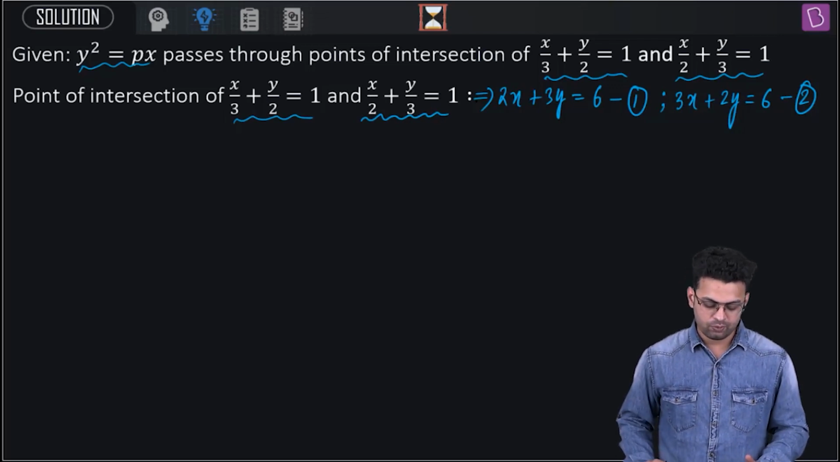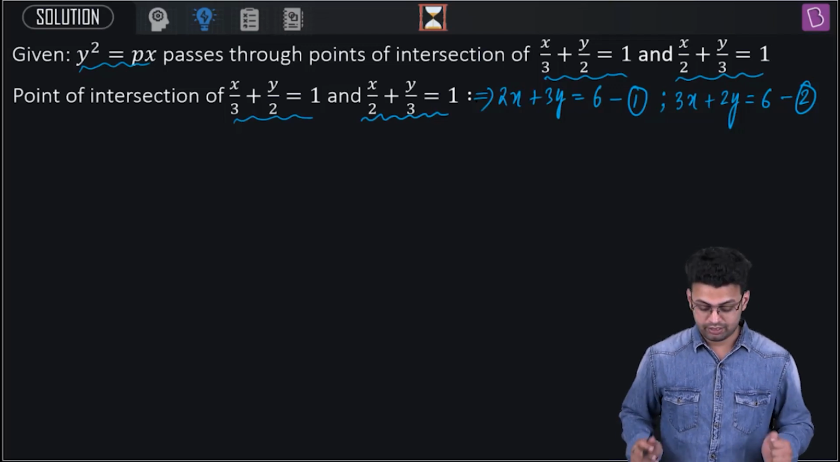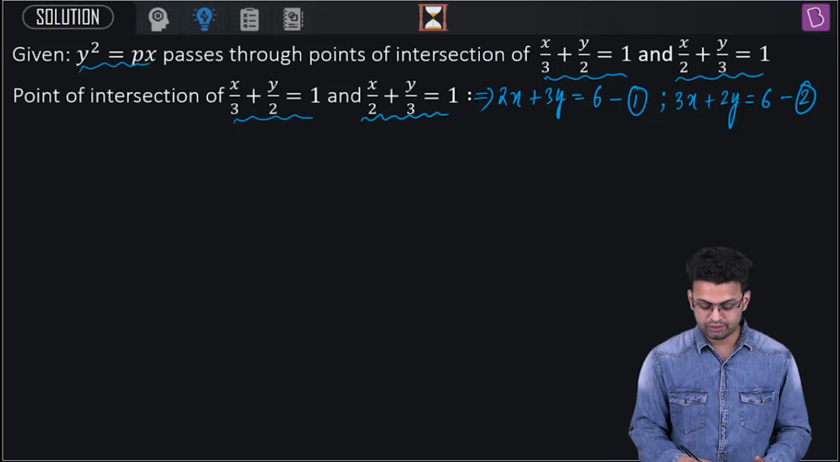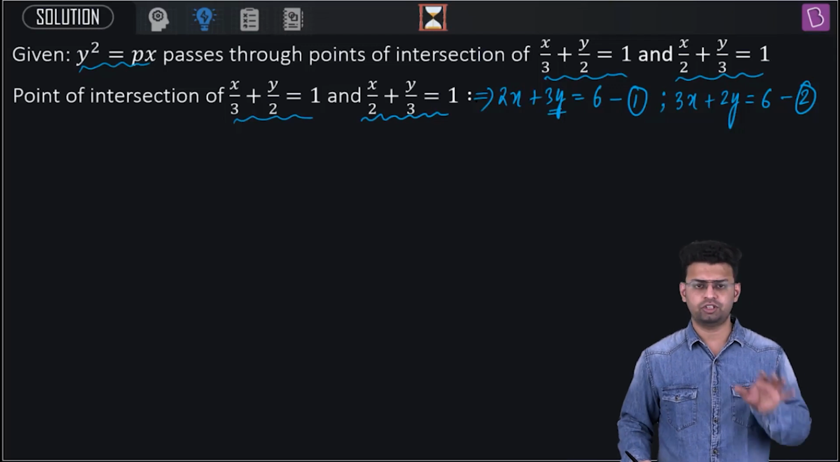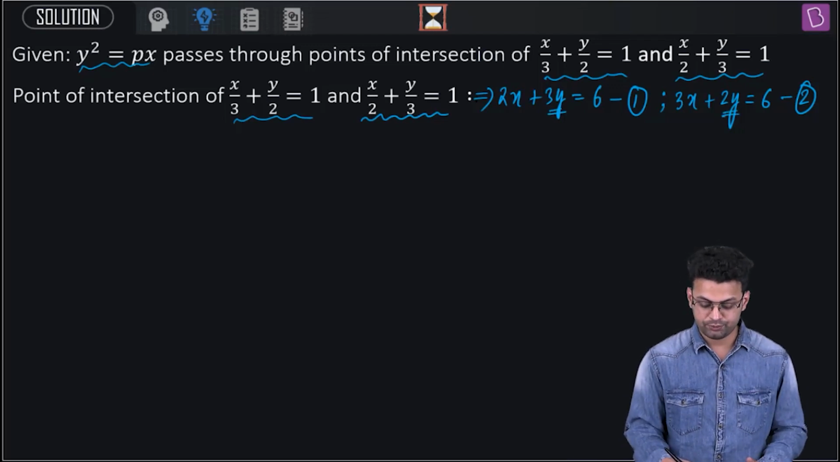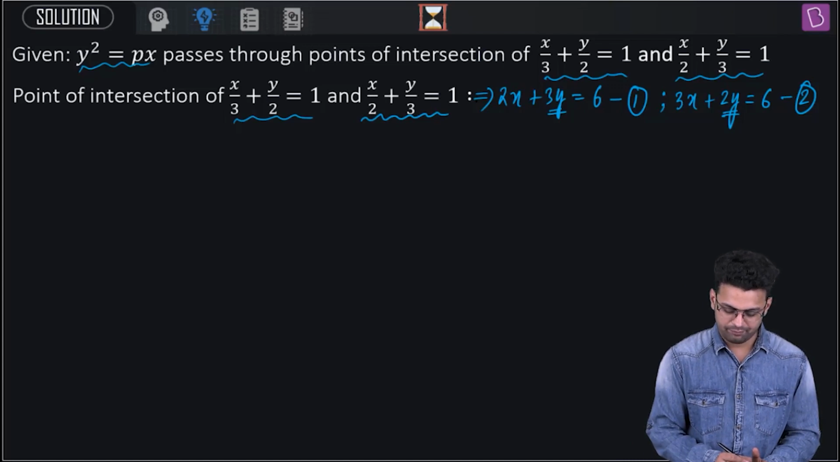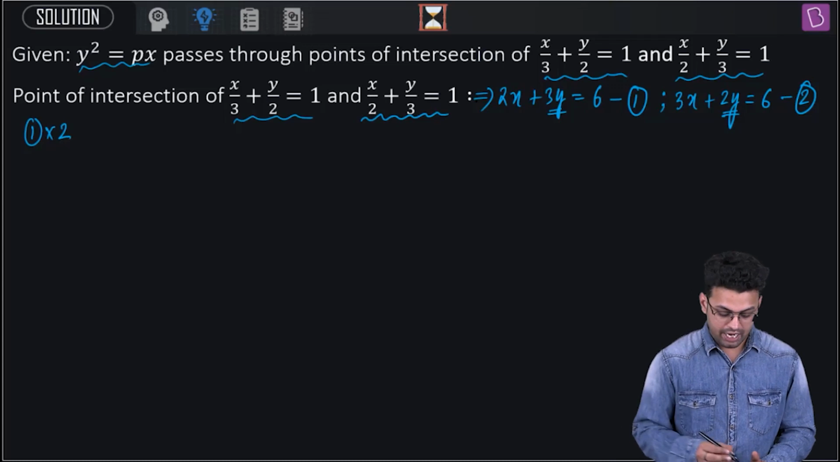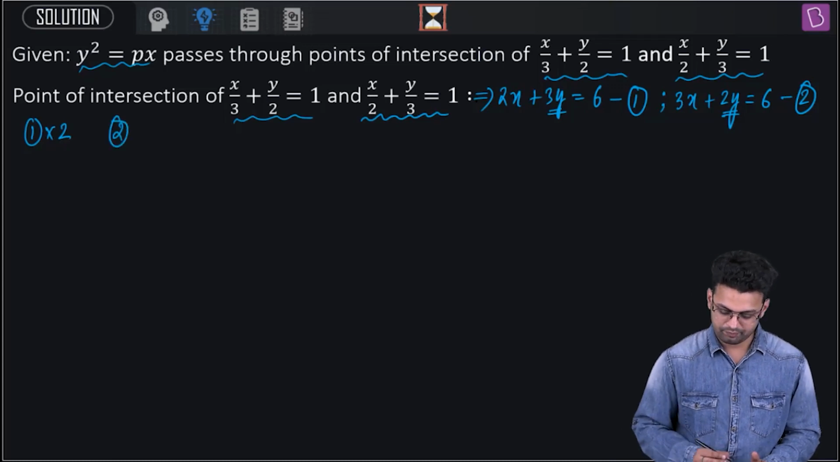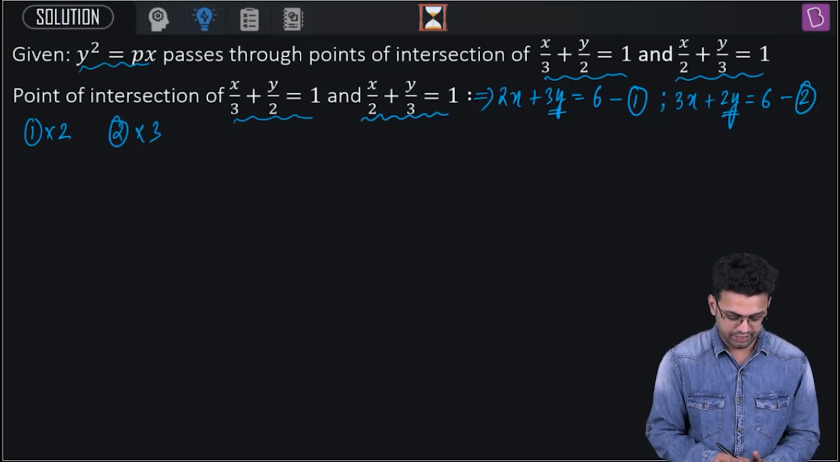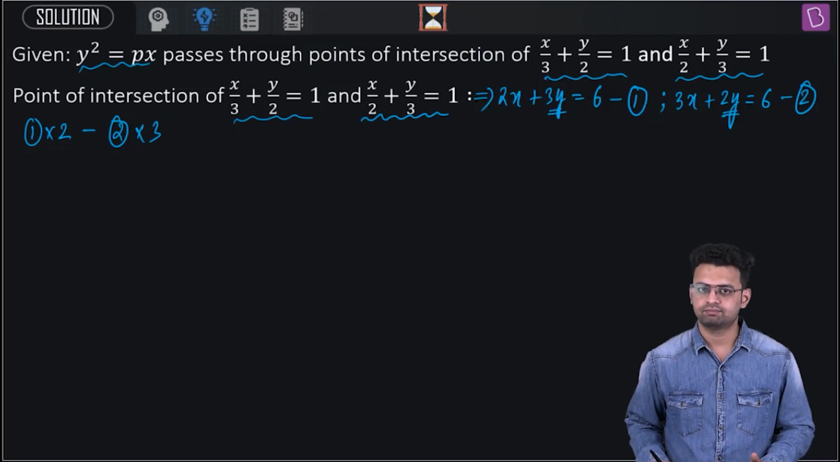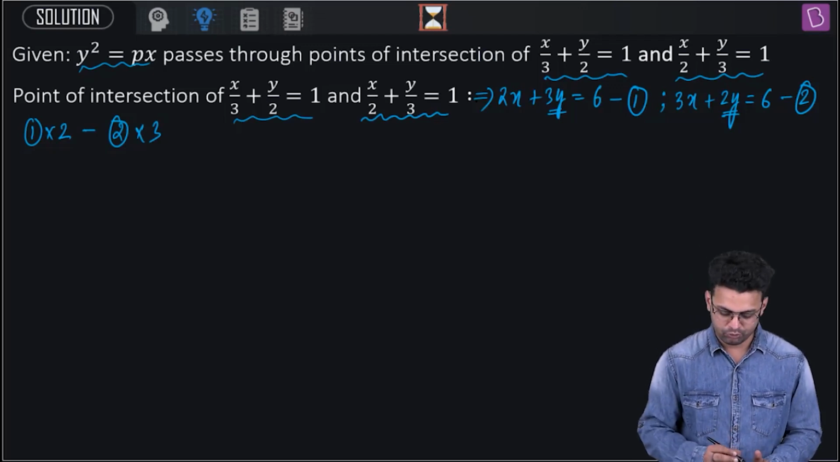Now I have to solve these equations. For that, I'm going to make the coefficient of y equal. Here the coefficient of y is 3. In the second equation, the coefficient of y is 2. So I will multiply equation 1 by 2. I will also multiply equation 2 by 3 and I'll subtract both of them. What am I going to get?